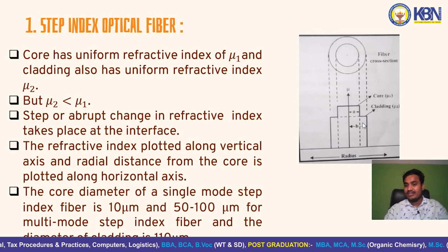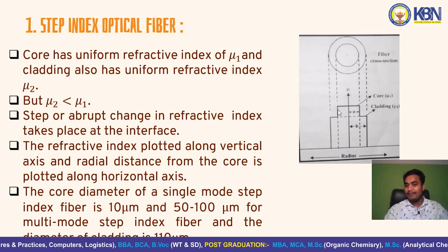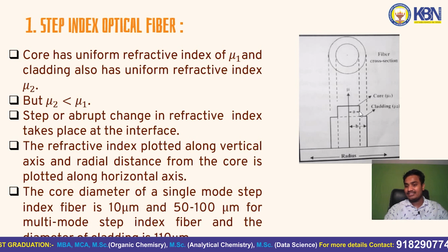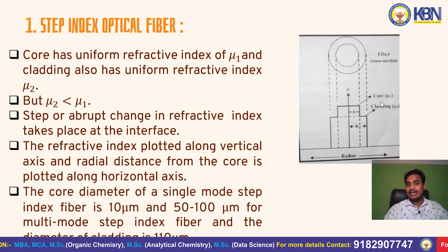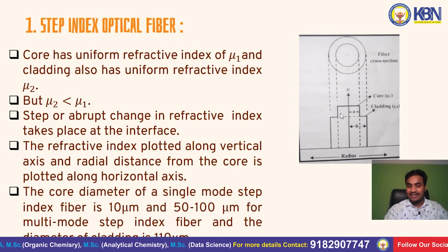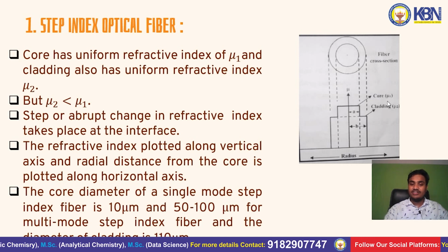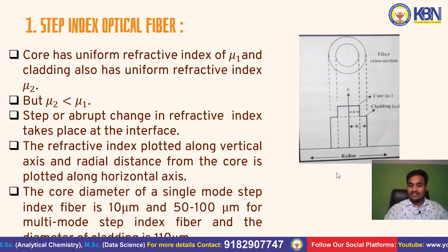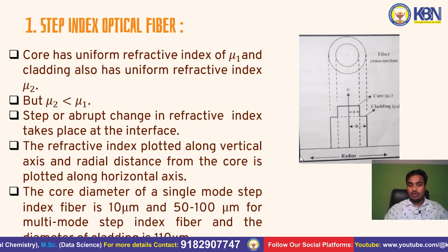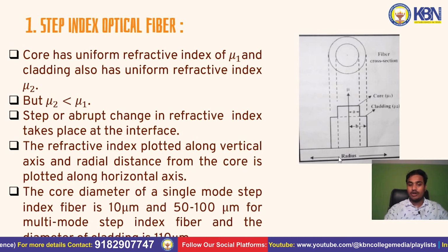Here you can see the step or abrupt change. This is the line where the core and cladding interface. There is a step or abrupt change in the core and cladding refractive index profile. This type of fiber is called a step index fiber. The refractive index is plotted along the vertical axis and the radial distance is plotted along the horizontal axis.